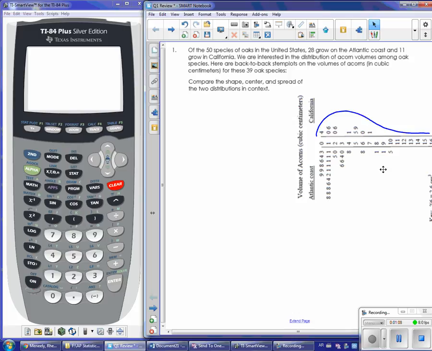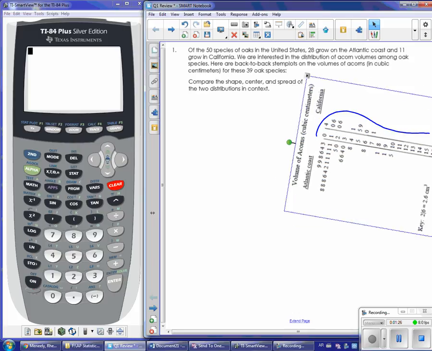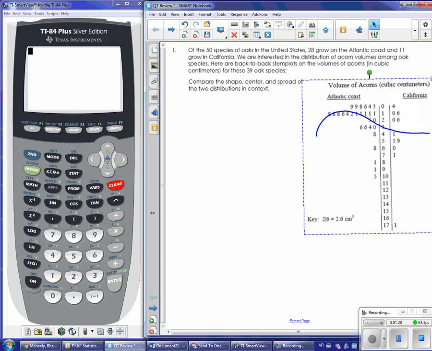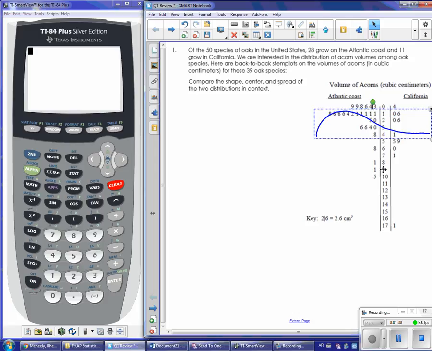And obviously, with the acorns on the Atlantic coast, if you were to flip this upside down, you'd be able to see that the distribution of acorns on the Atlantic coast is also skewed to the right. When the tail is pointing to the higher numbers, that tells you that the distribution is skewed to the right. Okay, so let me turn that back around.